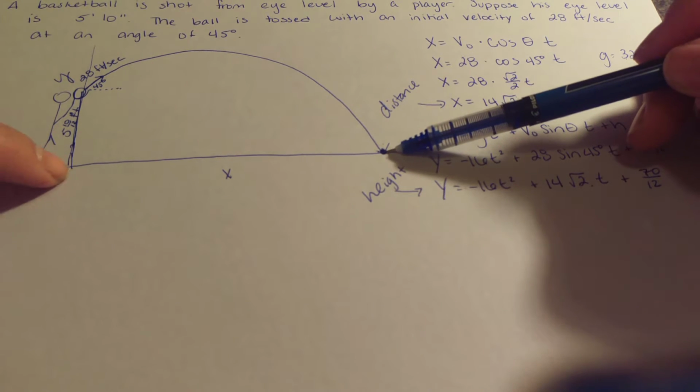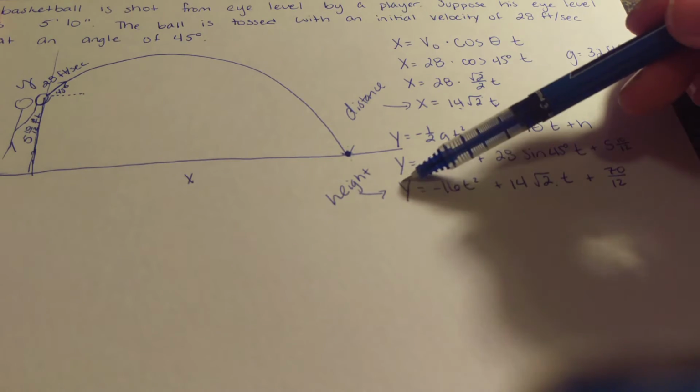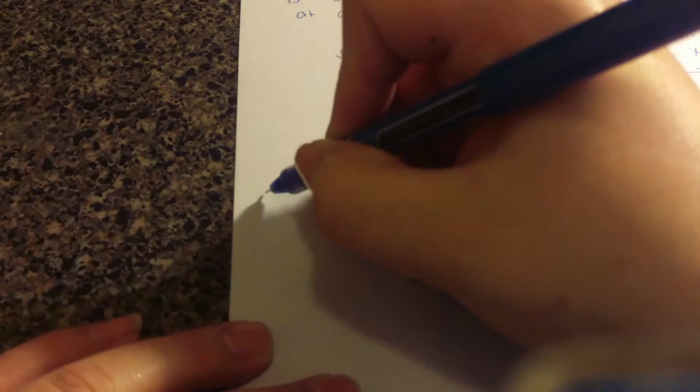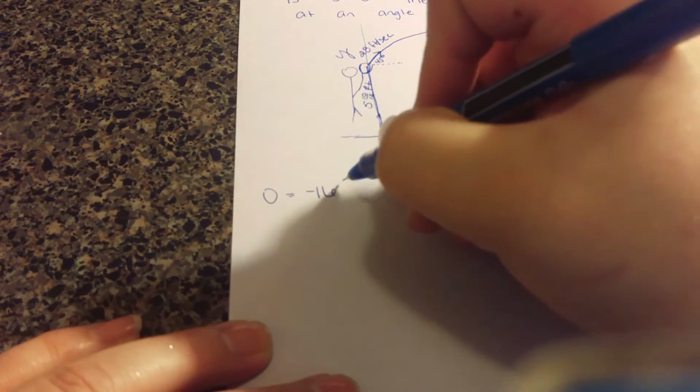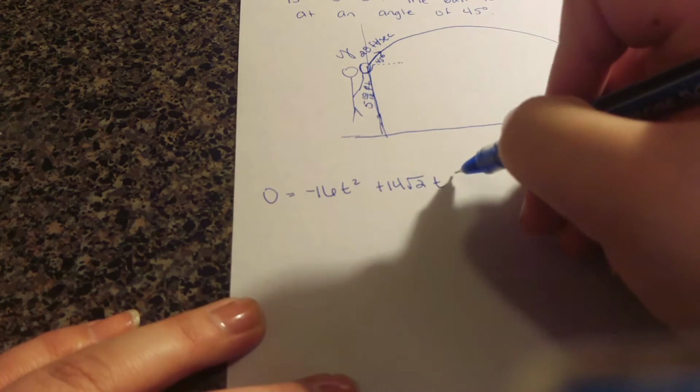When you've touched the ground, your height would be 0. So since I know the height, I can plug in y here, and that allows me to solve for t. So my first question, we're going to plug in 0 for the y and solve for t.